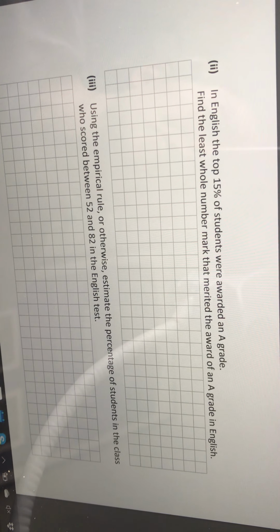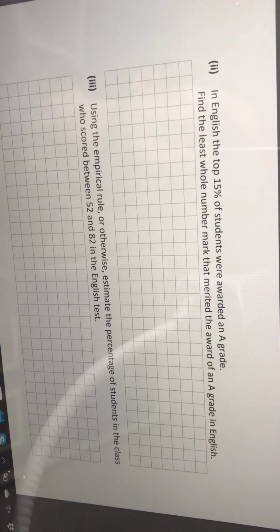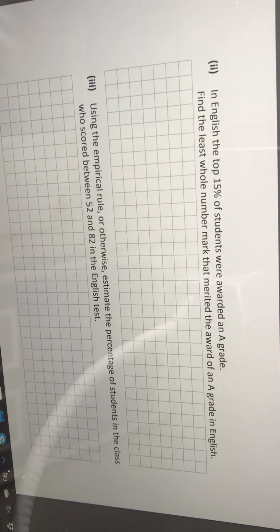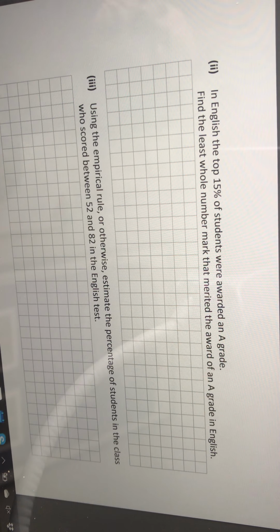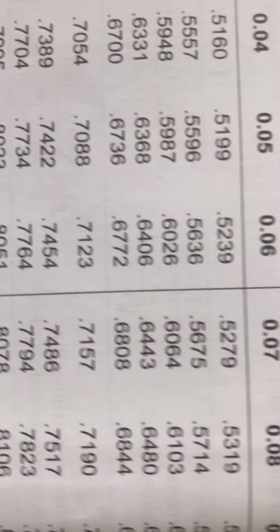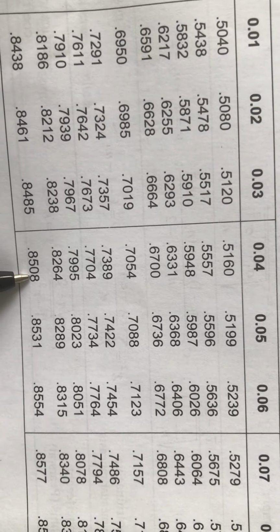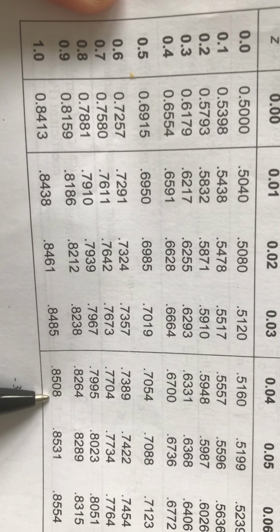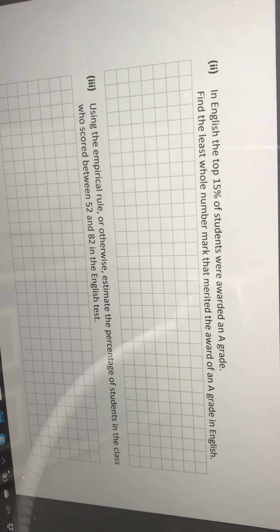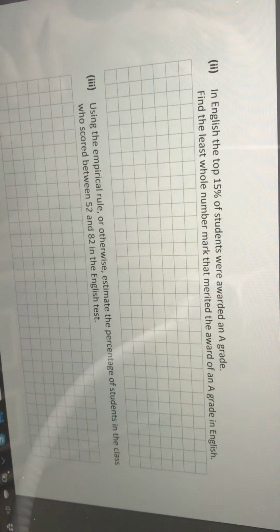And then in English, the top 15% of students were awarded an A grade. Find the least whole number mark that merited the award of an A grade in English. So if we look at the top 15%, that means that we're looking at 85% in here. So we're looking for the Z score that's representative of 85%. So we're back to our log tables. What is the Z score that is representative of 85? Which one is closer? That one's closer. So that's 1.04. That's the Z score that represents the 85% below, 15% above, or as close as I can get to that.